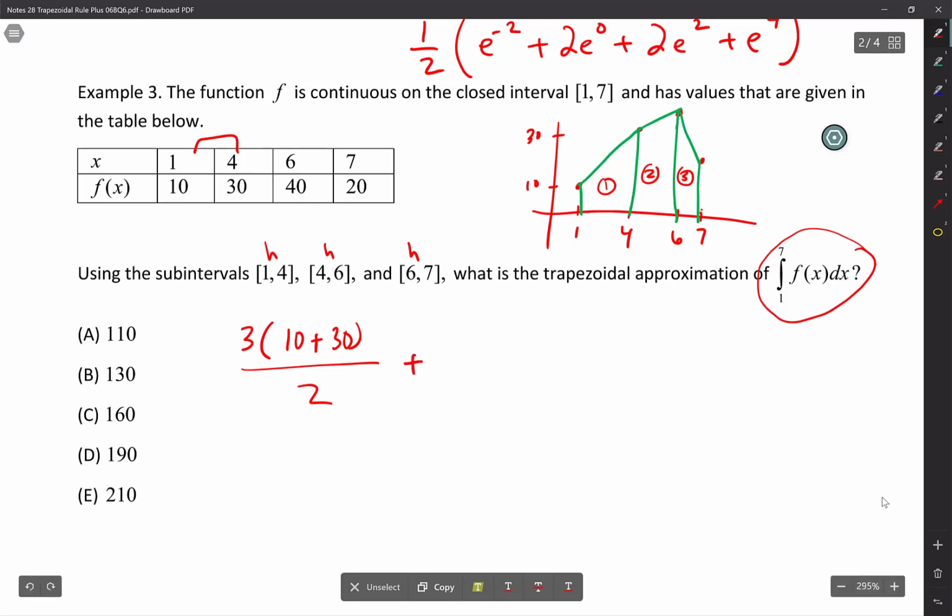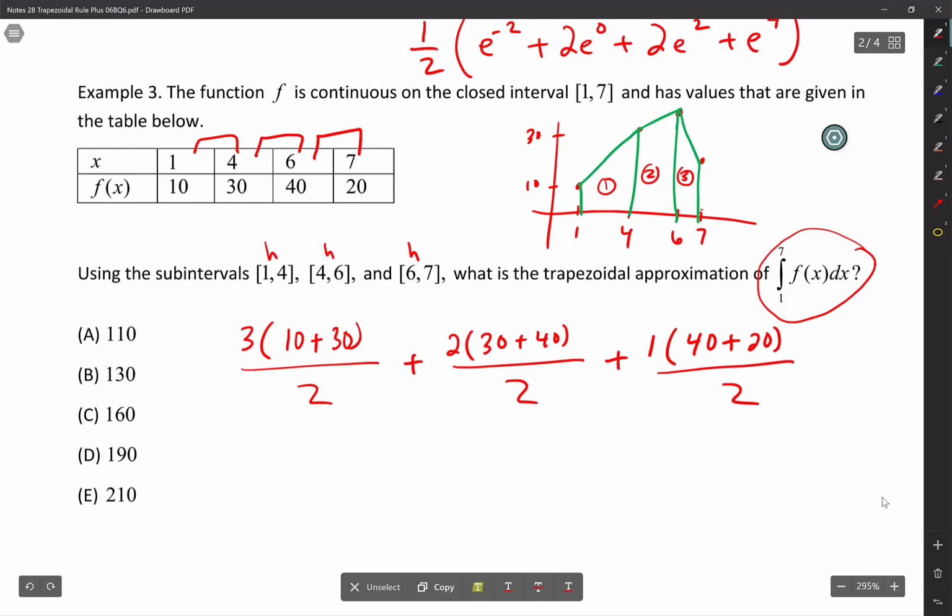Plus the second trapezoid between 4 and 6, that means that height is going to be 2. The first base is going to be 30. The second base is going to be 40. And I'm dividing by 2. Plus the third trapezoid, the height's going to be 1. First base 40. Second base 20. And I'm dividing by 2. And there it is, guys. And then I just use my calculator on this.